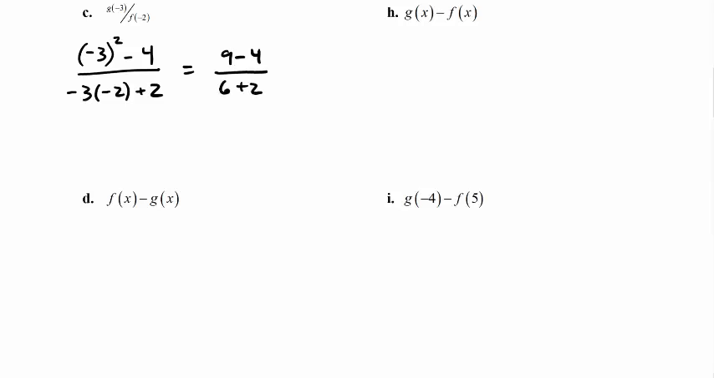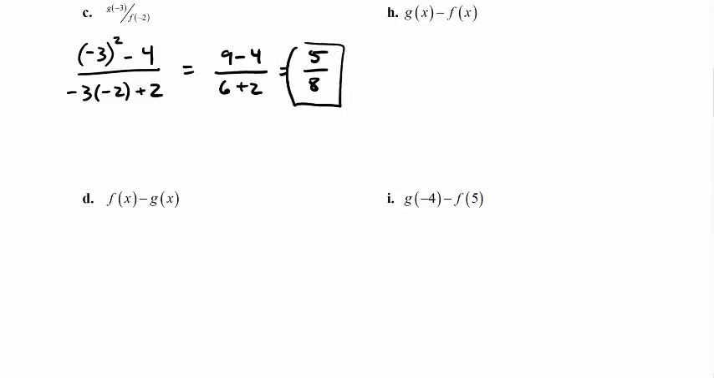With part C, we're dividing the functions. So g of negative 3 means we're taking the negative 3, squaring it, and subtracting 4, and that's being divided by f of negative 2. We take our function f and plug in negative 2, and it looks something like this. This will give us 9 minus 4 on top, 6 plus 2, to give us 5 over 8.